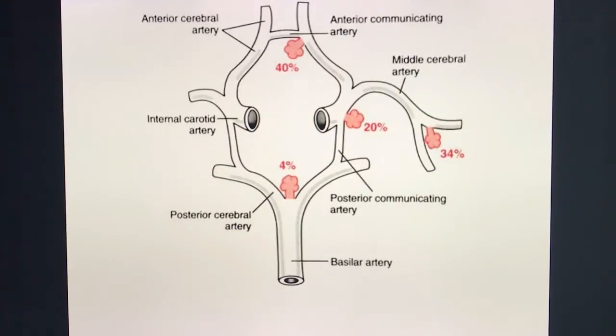The most common location of a cerebral aneurysm is the anterior communicating artery. The anterior communicating artery, or the ACOM.